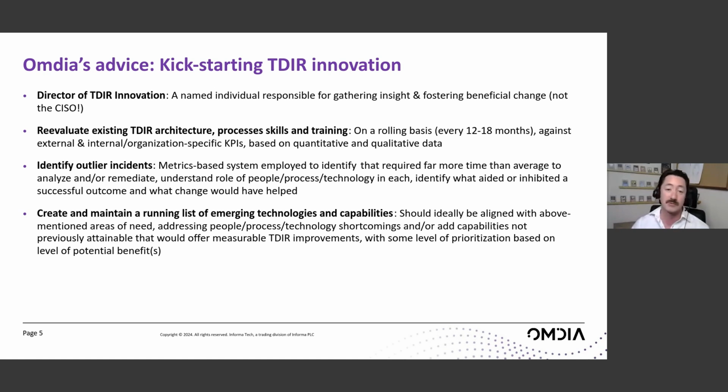It can be any number of different things, but figuring that out so that you can identify trends and then say, okay, how can our program do a better job of taking these outliers and making them non-outliers so that we can handle these quickly, so that the real outliers will have the time and effort to spend on those. And then creating and maintaining a running list of emerging technologies and capabilities.